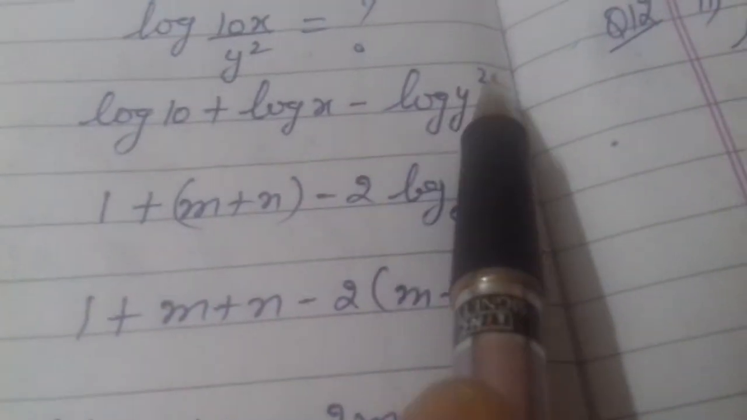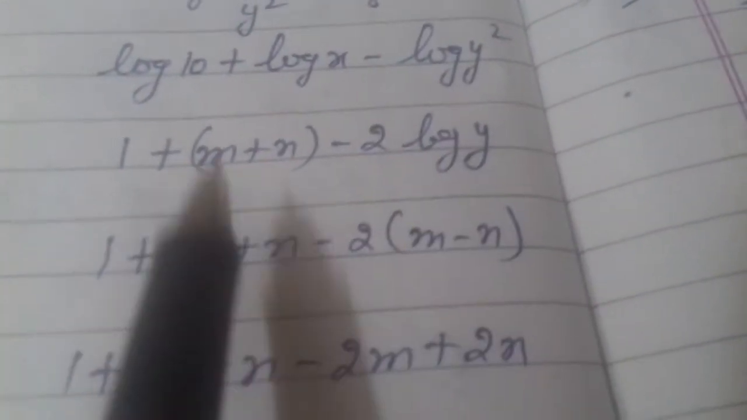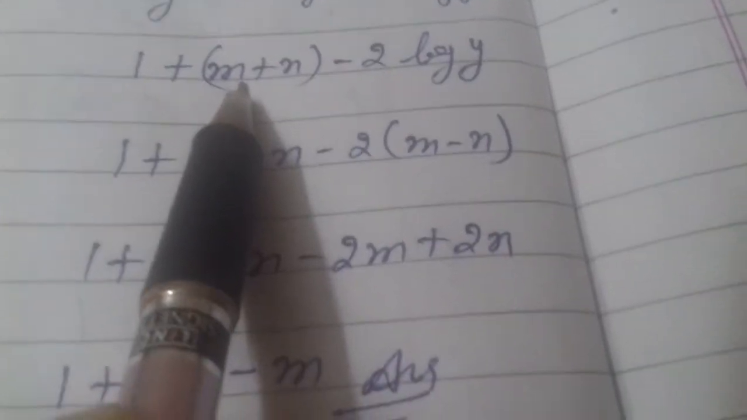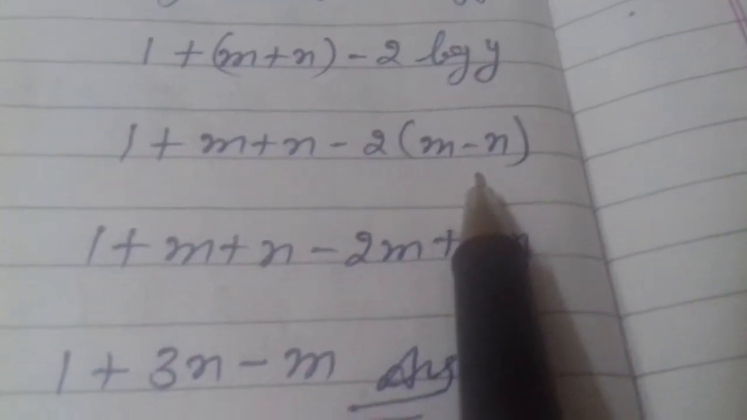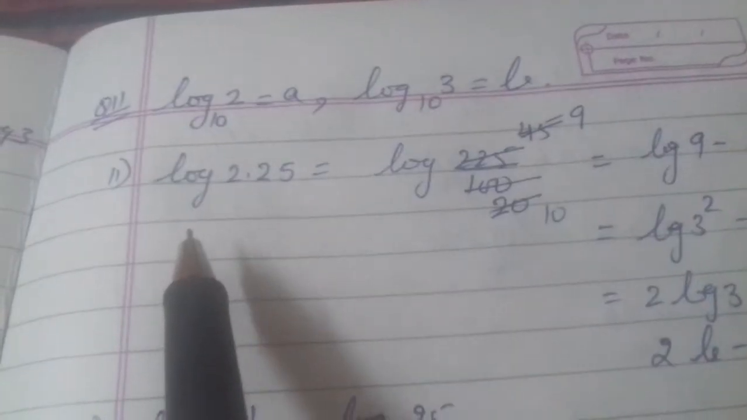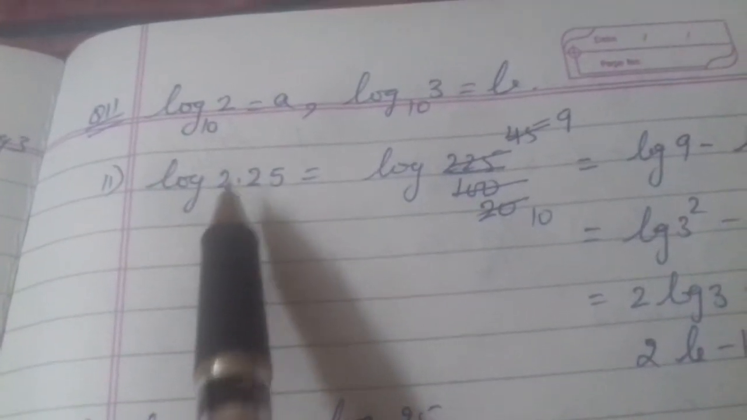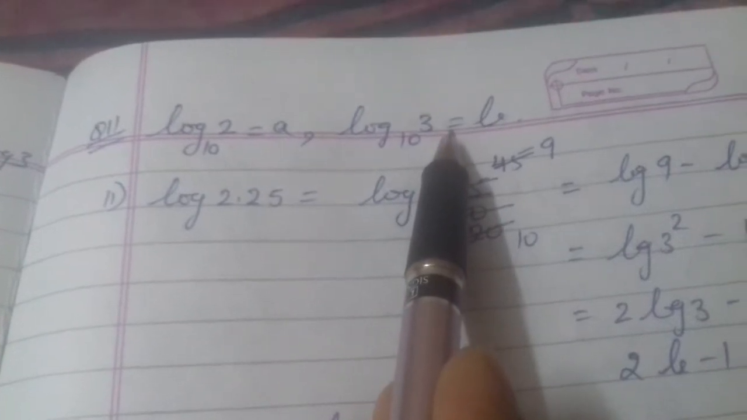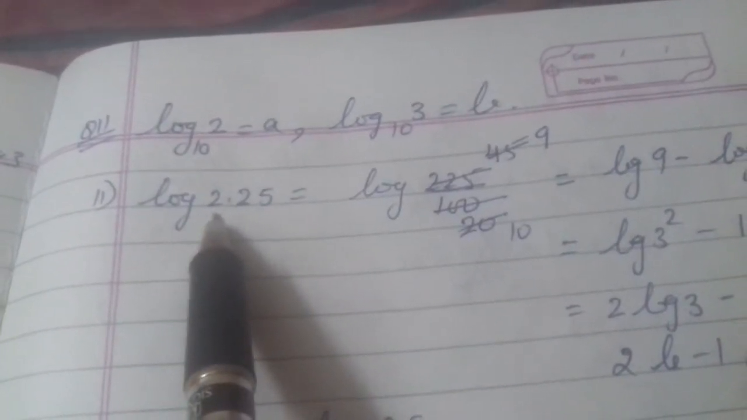So replace here. This 2 will be taken in front. Clear? This is the value of log x I replaced in this step. Log y I will put over here. Now open the bracket and solve the like terms. This will be the answer. Yes, question number 11. You are given this value and you are asked to find the value of this expression.